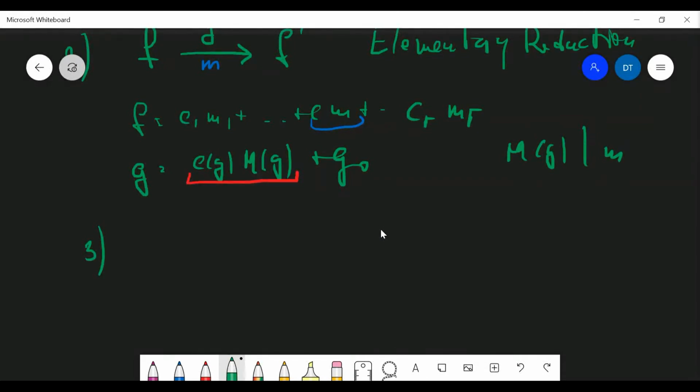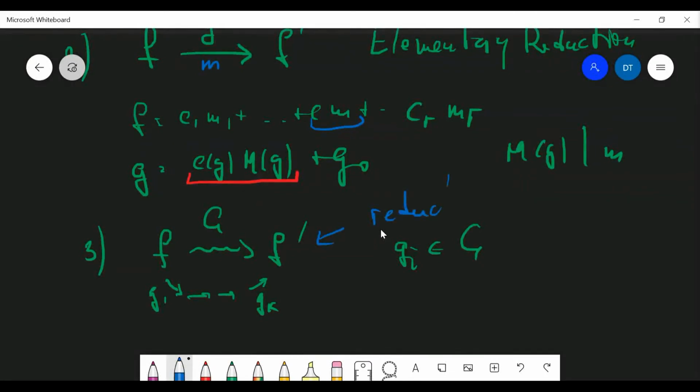Now, the next part was to define a reduction of f with respect to a set G. What was that? That was just a sequence of elementary reductions. So we just have a sequence of elementary reductions with respect to some elements of the set G. Then this was a reduction of f with respect to G capital.